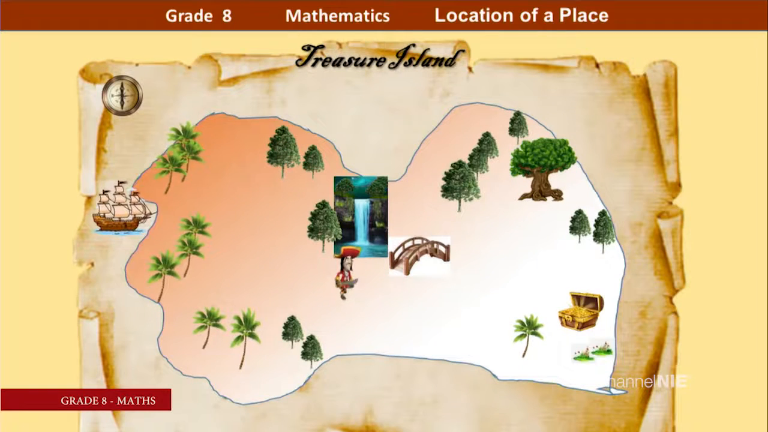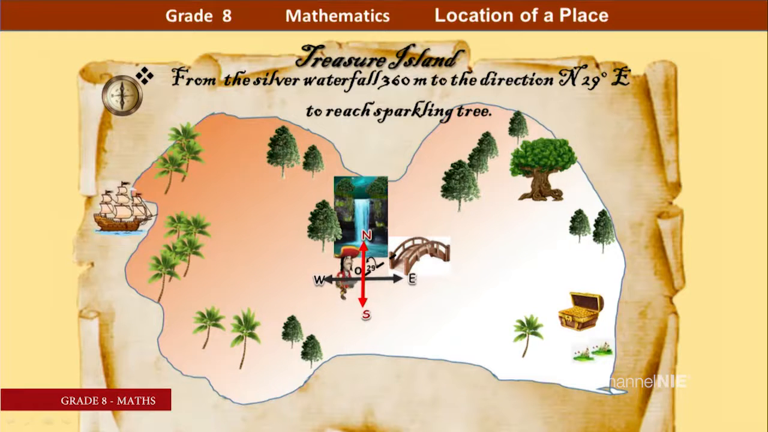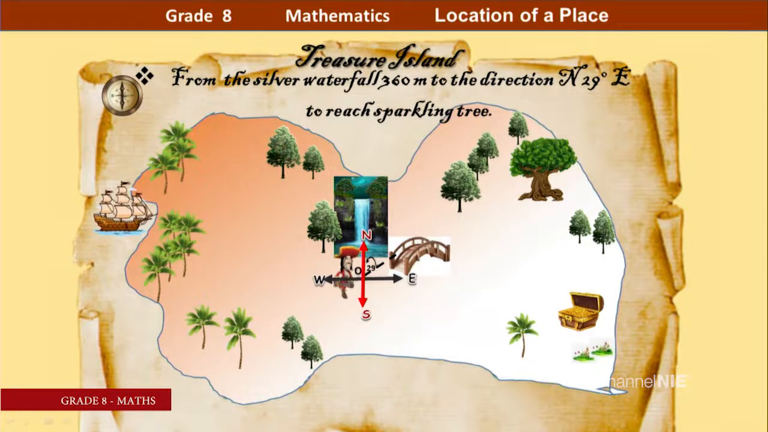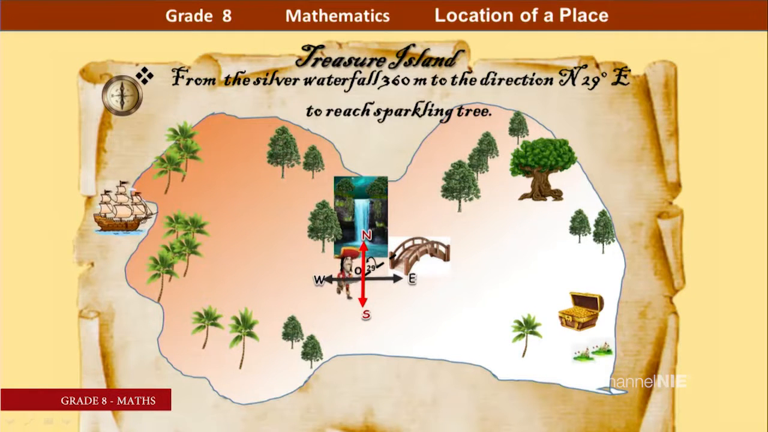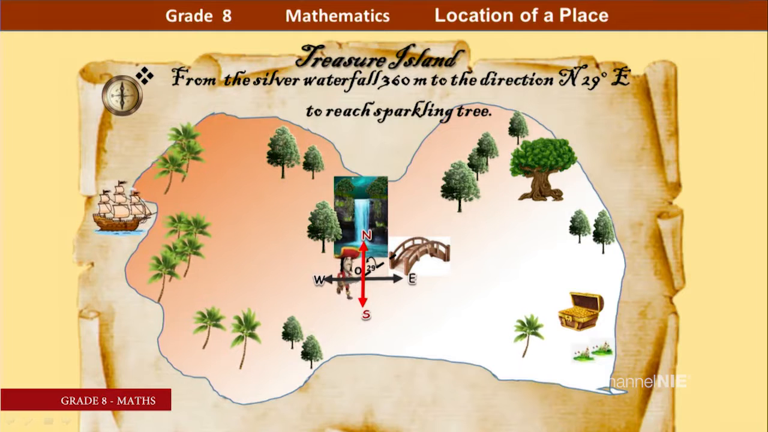Now he is at Silver Waterfall. What is the direction to sparkling tree? Yes, what is it? It is from the Silver Waterfall 360 meters to the direction north to east. The angle is 29 degrees. Then he could reach the sparkling tree. Check again the distance, 360 meters. What is the angle? 29 from north to east direction. Then he could reach the sparkling tree.